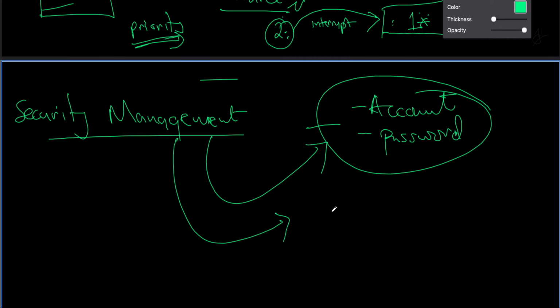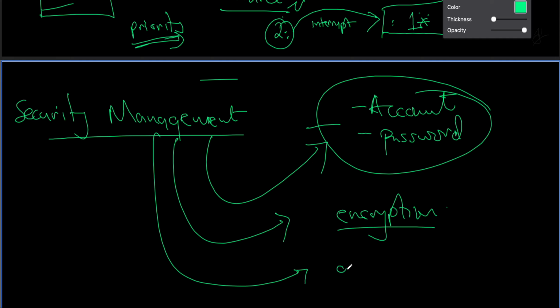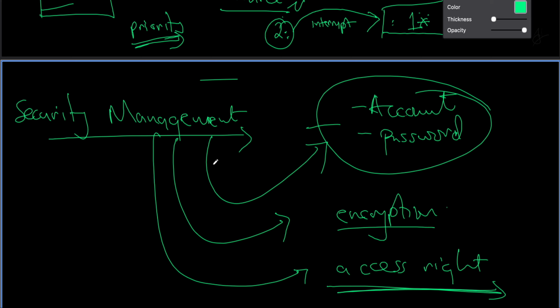The operating system also allows the encryption of data. Right? It allows the encryption of data. The operating system again allows giving access rights to different files or different folders. That's the part of security management. Without the operating system, we would not be able to manage security as far as our computers are concerned.